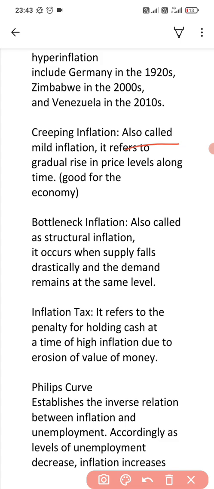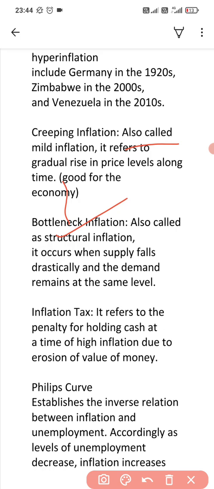The price rises, but the rate at which these prices rise is slow, a gradual rise, dhire dhire dhire. It's creeping, the rate of inflation is creeping. So it's somewhat good for the economy, it benefits people.